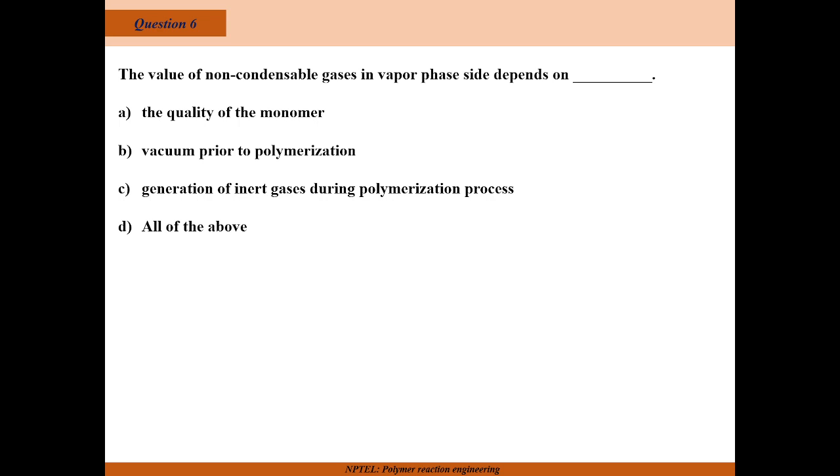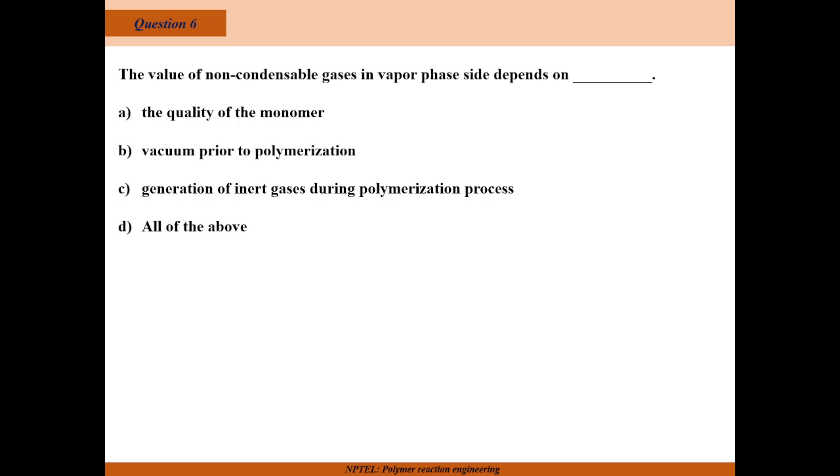I think if the monomer has some non-condensables, yes, that will increase it. Vacuum, if we apply it prior to polymerization, we can remove some of the non-condensables. And of course, the inert gases are non-condensable, but I don't know whether inert gases will be generated during polymerization. Generally, inert gas purging is there, and use of inert gas during polymerization is okay, but generation of inert gas, I don't think there is some kind of production of this.